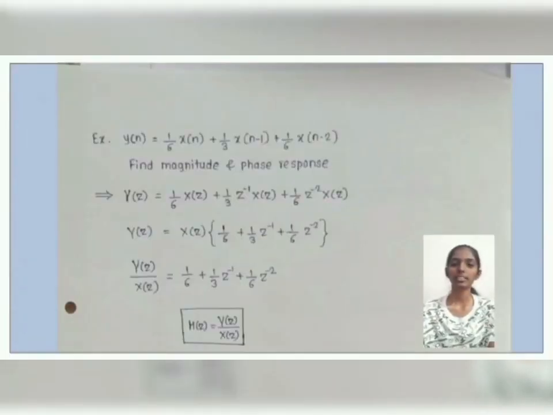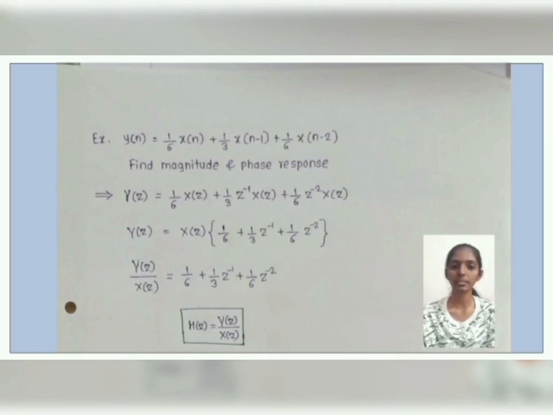Now, let's understand the concept of frequency response of a second order system with the help of one example. Let's take an example: y of n is equal to 1 by 6 x of n plus 1 by 3 x of n minus 1 plus 1 by 6 x of n minus 2. Here we have to calculate the magnitude and the phase response of the given system. First of all we have to take the z transform of the given system.